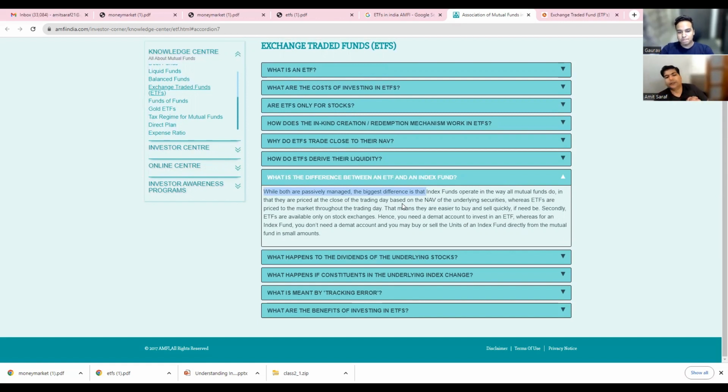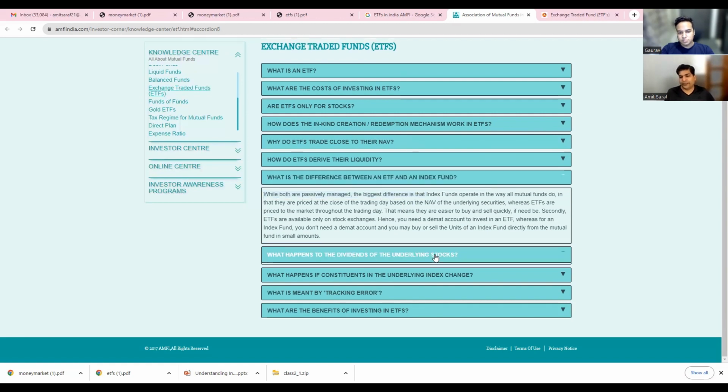All right. So basically, they are very similar, but index funds are leaning more towards mutual funds, and ETFs are leaning more towards a stock. So that's the difference. But the common factor is that they are both passively managed, and the management fees for both these ETFs as well as index funds is low. So these are some common factors.